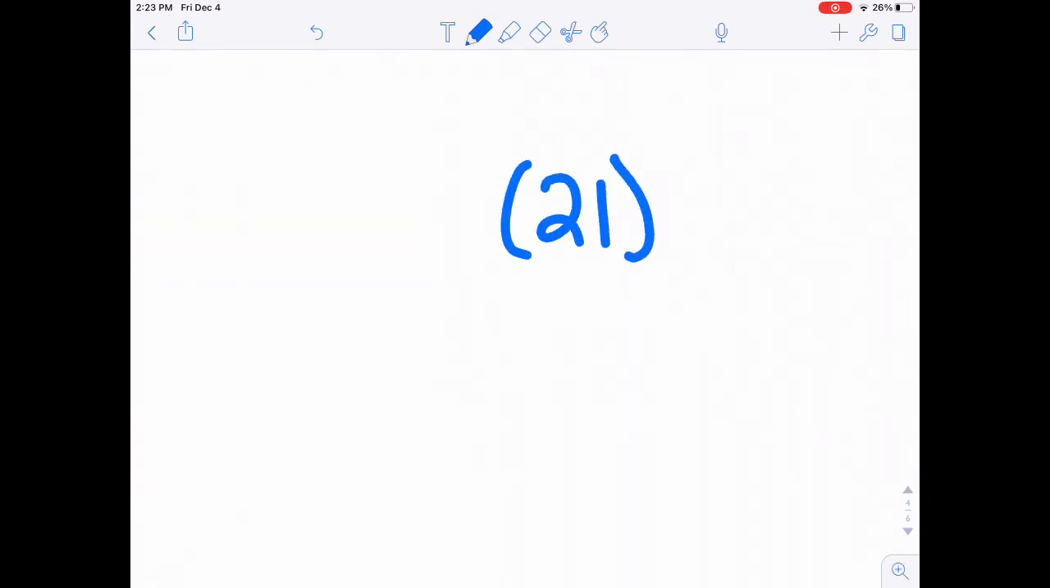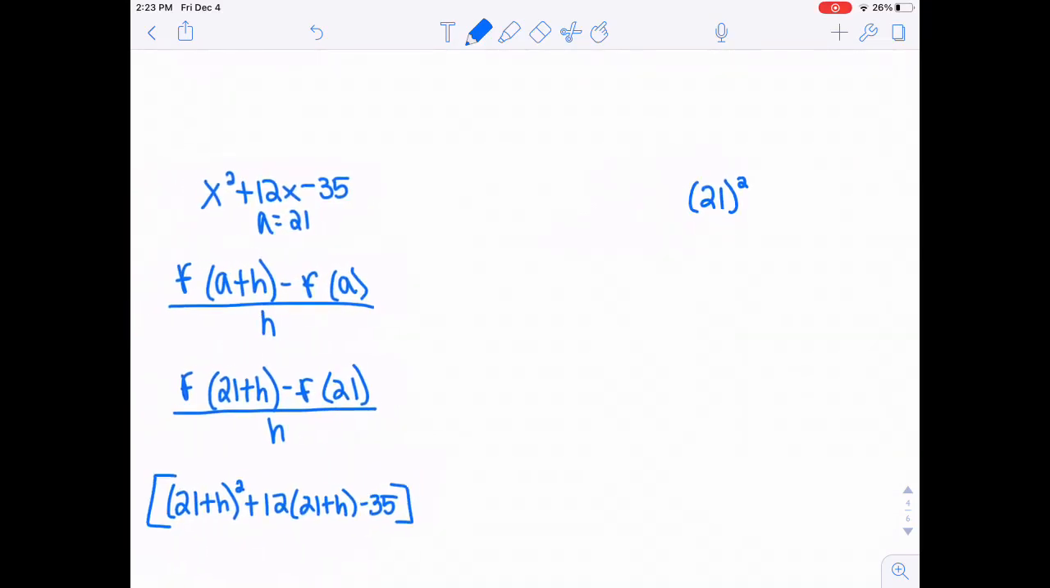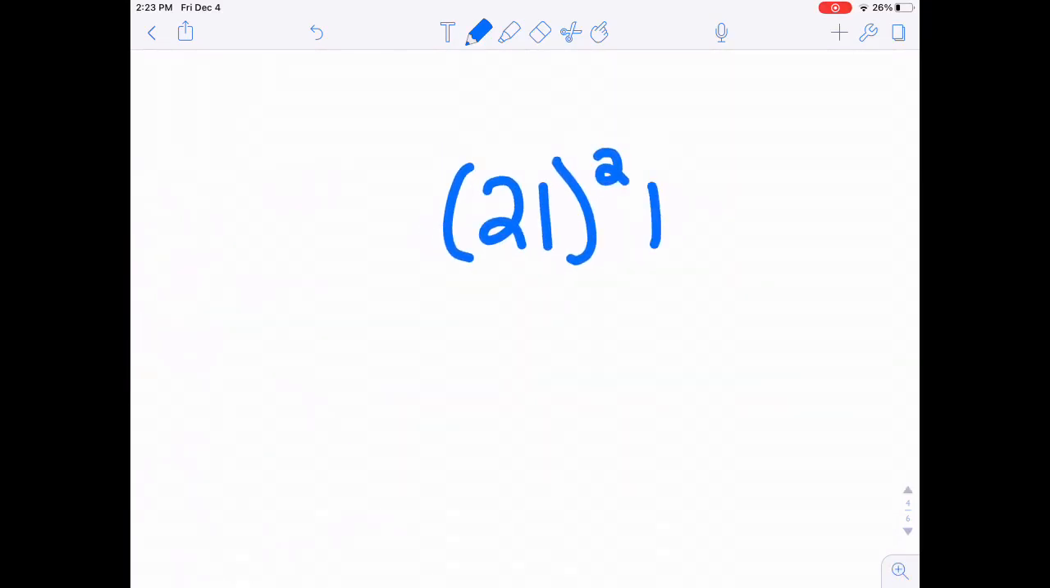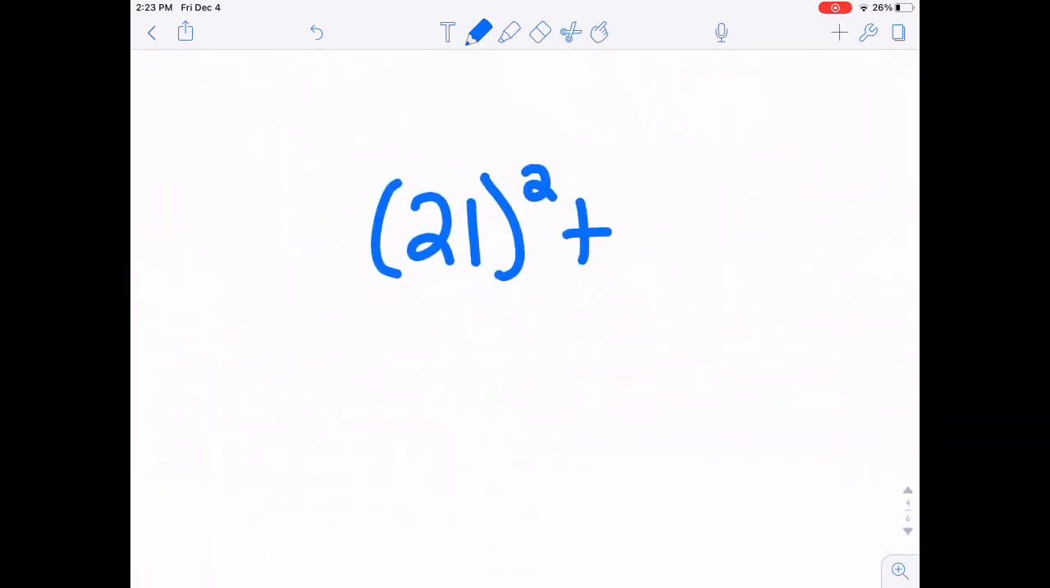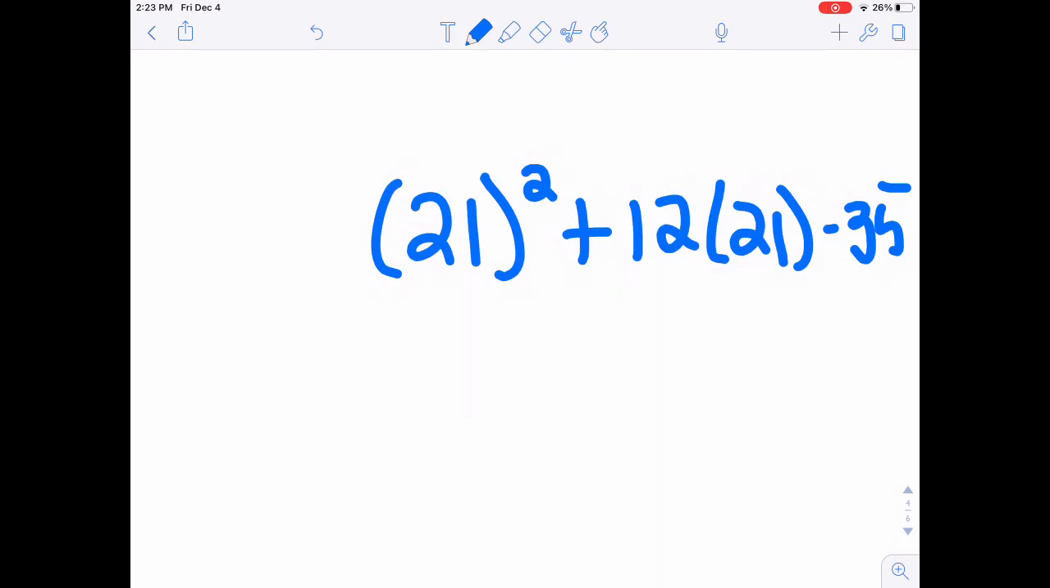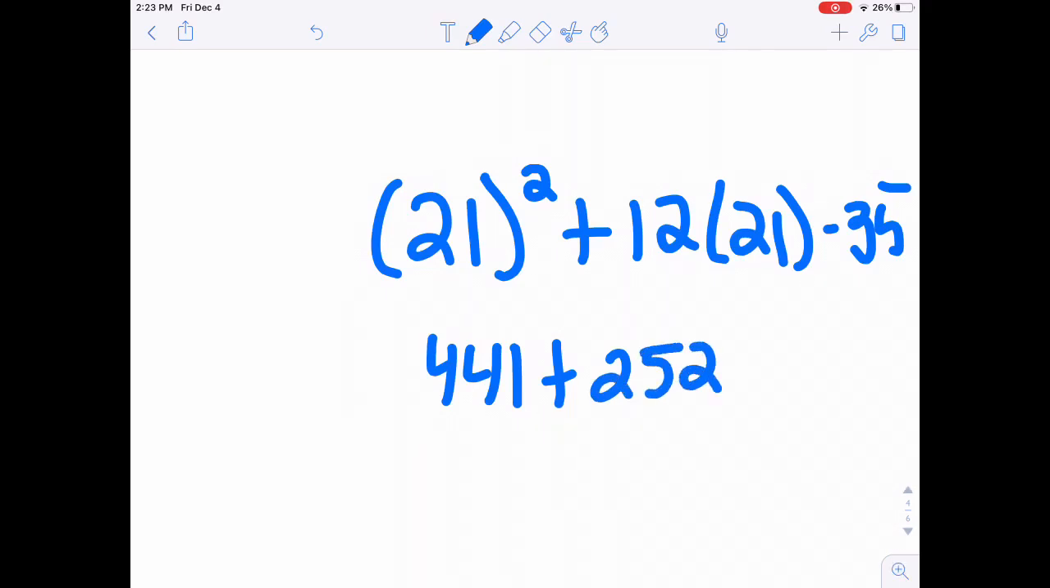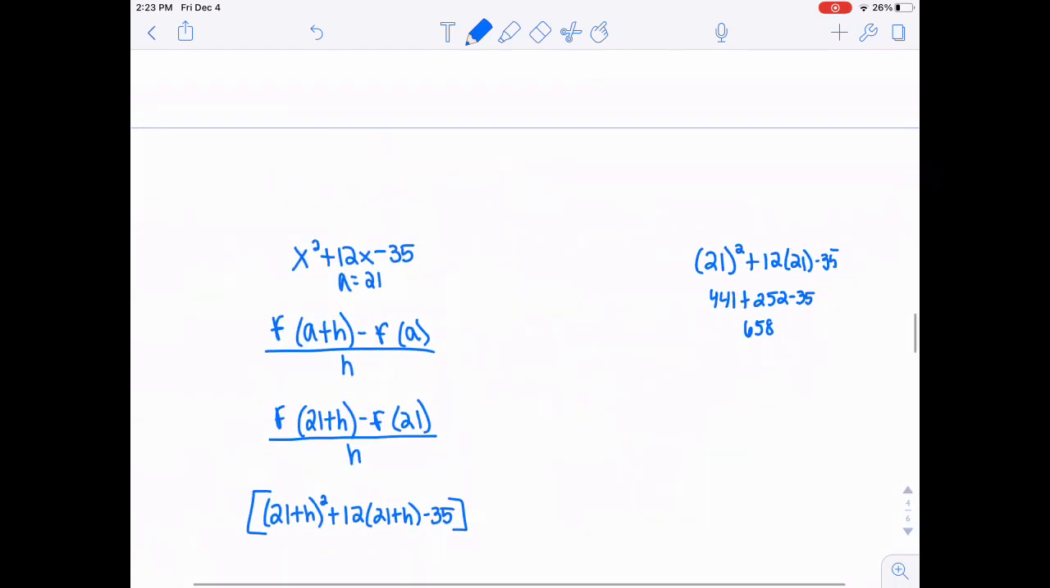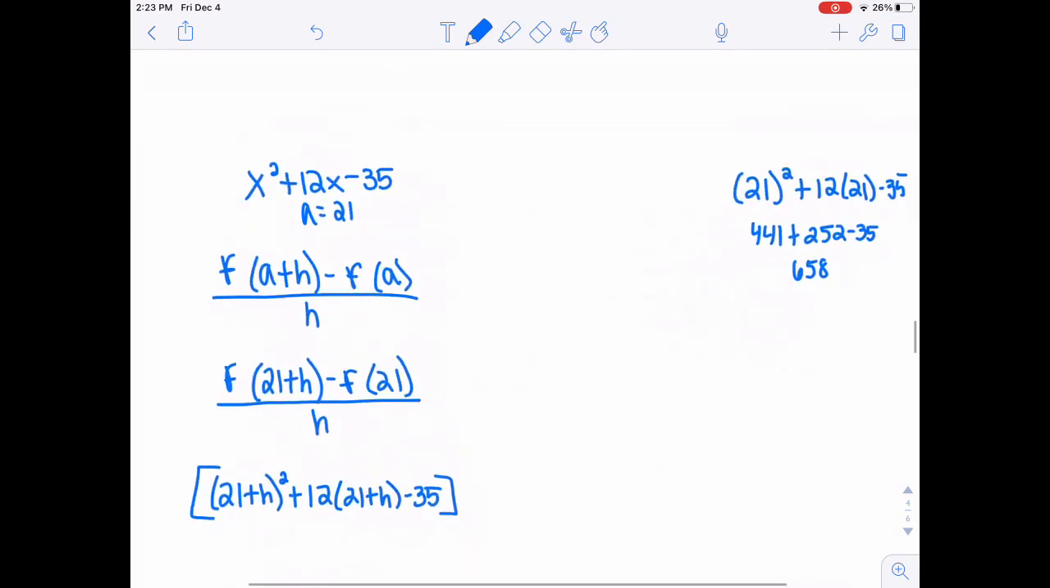So first we're going to do 21 squared plus 12 times 21, and then minus 35. 21 times 21 is 441, and then 12 times 21 is 252, and then subtract the 35. And then all together, that brings us to 658.